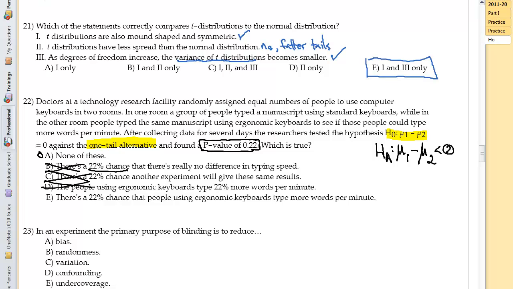No, I mean, this is probably the closest one, but really it's a 22% chance of observing people using ergonomic keyboards having that mean, given that there's no difference. So again, there's some language that's missing from here, and so A ends up being the correct answer.